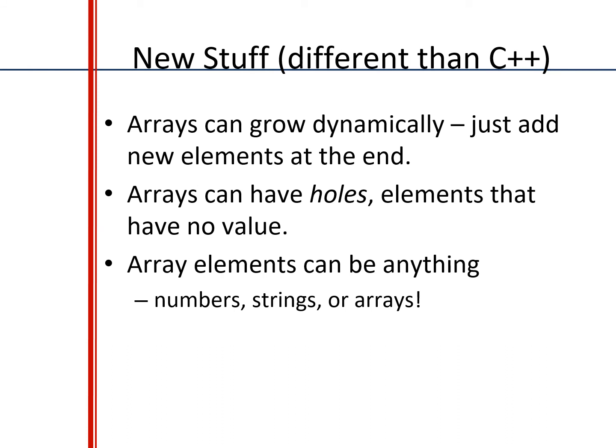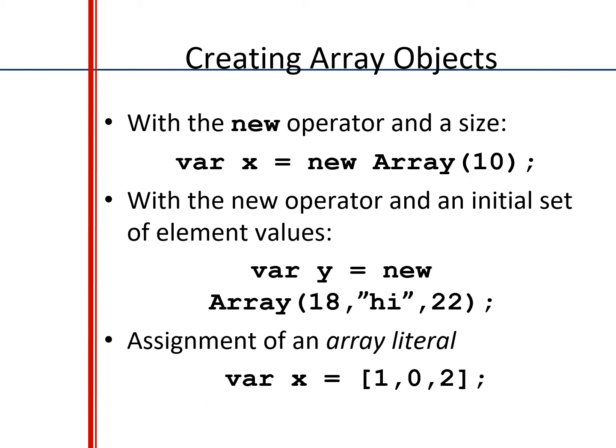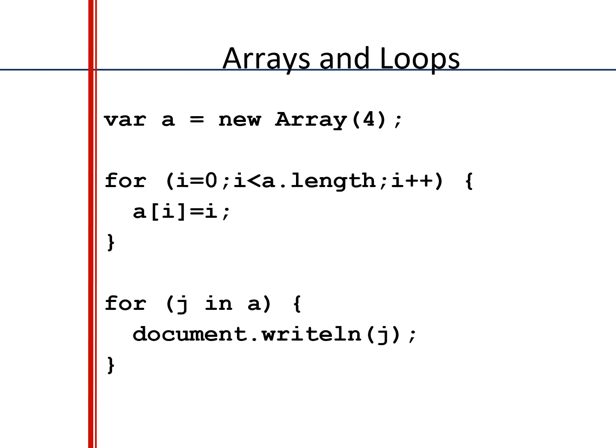There is a difference between new stuff. An array can grow dynamically, just add new elements at the end. An array can have holes, elements that have no values. Array elements can be anything, strings. While using the new operator, as we use in Java, in a similar way we use new Array and mention a size. Suppose here we are mentioning 10. With the new operator, we initialize a set of values like new Array 18, height 22. So these are the various forms we are mentioning here.